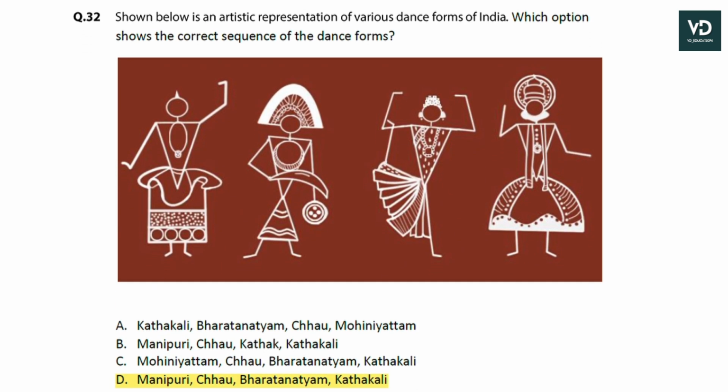Shown is an artistic representation of various dance forms of India. Which option shows the correct sequence of the dance forms? Okay, so we know the first is Manipuri, the second is Chau dance, the third is Bharatanatyam, and the fourth is Kathakali.